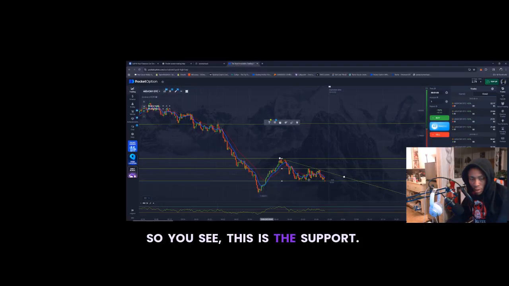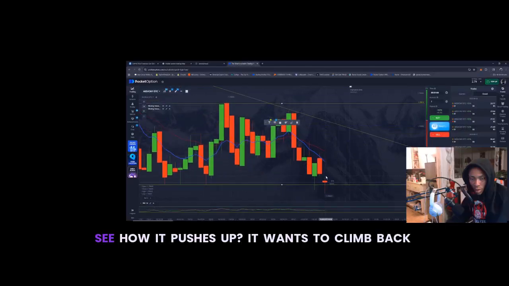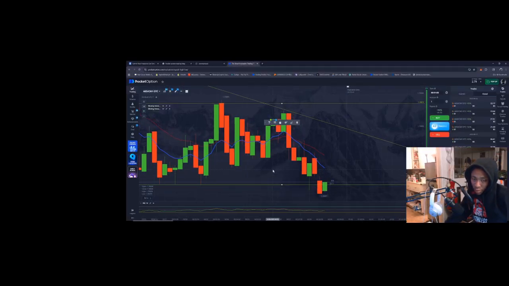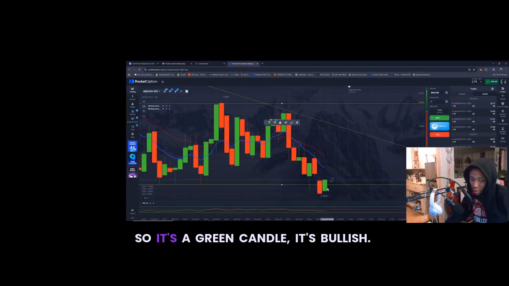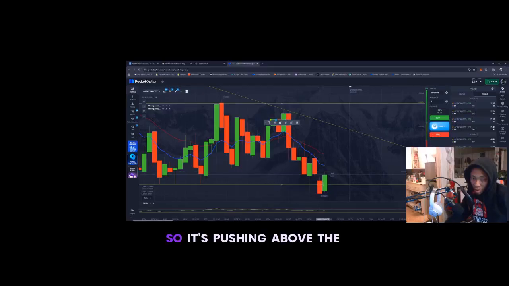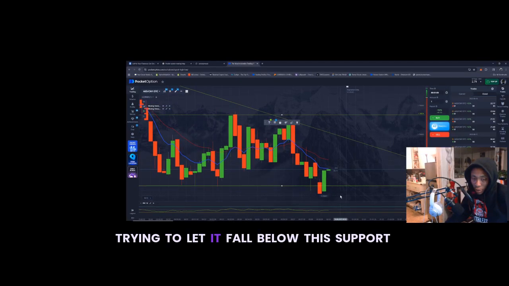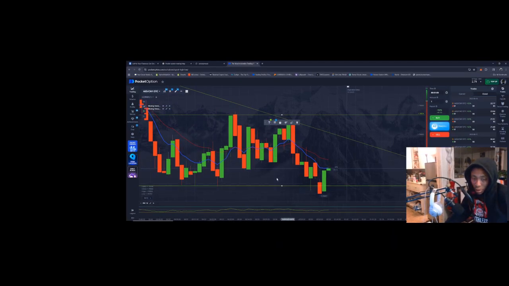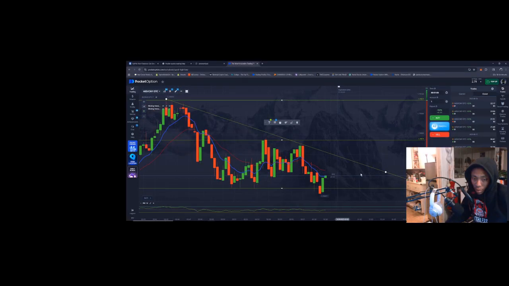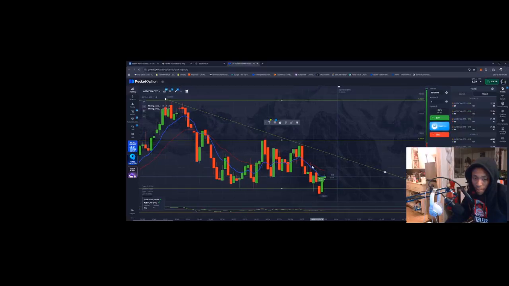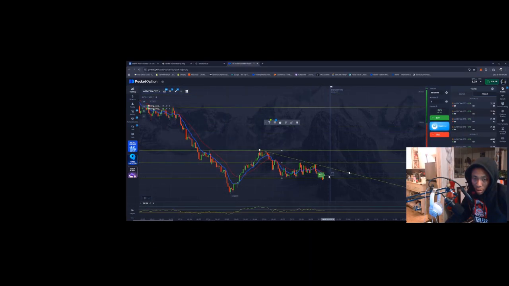So you see, this is the support. See how it pushes up? It wants to climb back up. So there's buyers and sellers. It's a green candle, it's bullish. So it's pushing above the support line because they're not really trying to let it fall below this support line. So we can say it's just gonna climb back up, even though it's in a downtrend.